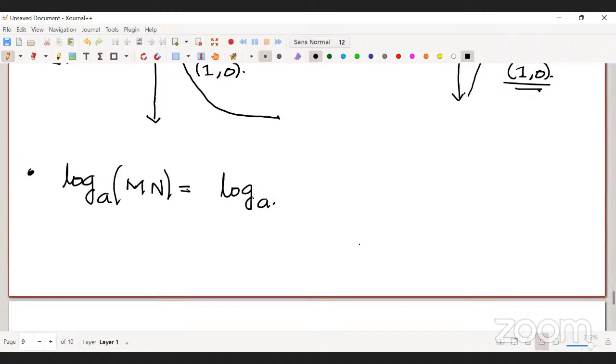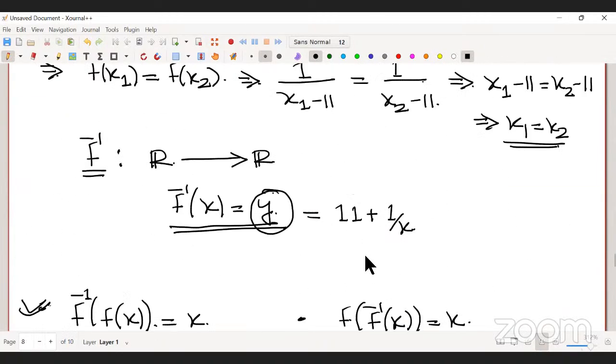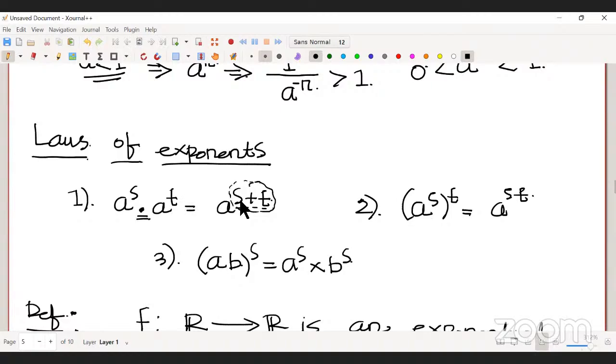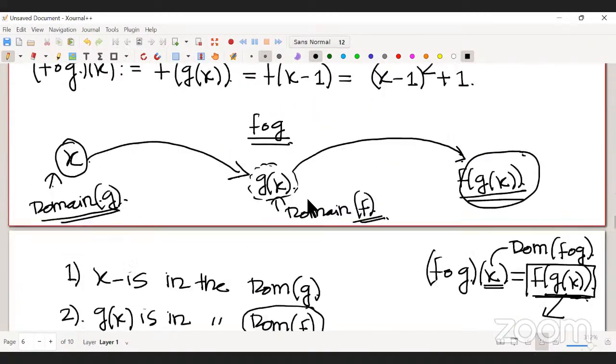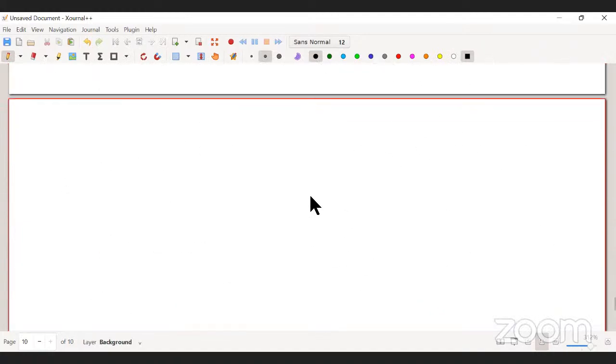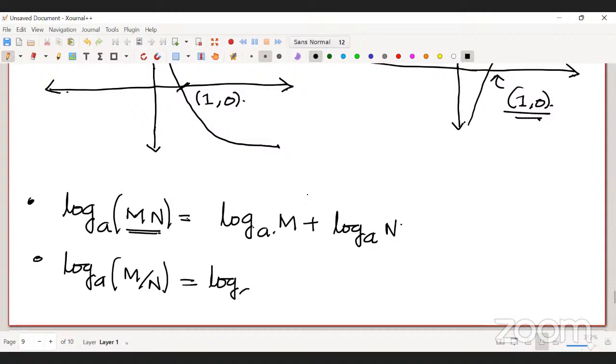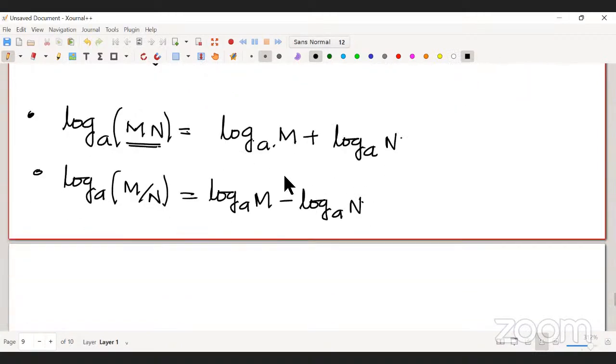As you can see, in some sense, one of the properties of the exponent is that it converts your multiplication to addition. Similarly, logarithm also converts multiplication to addition. And log m base a minus log n base a.